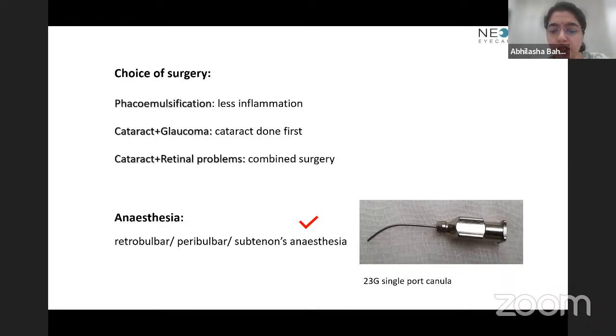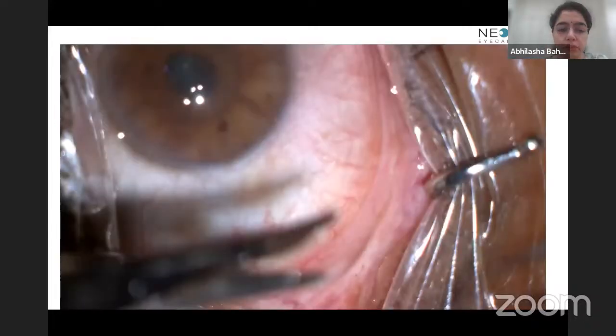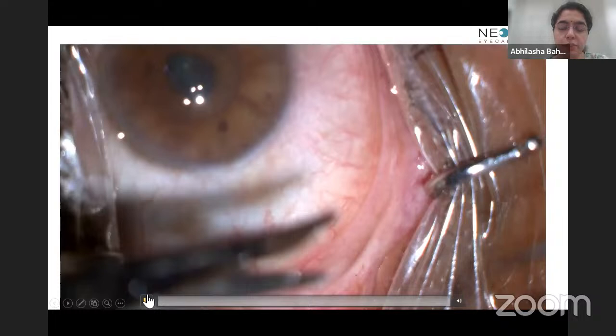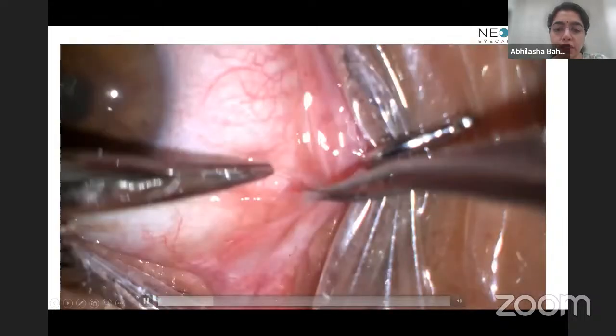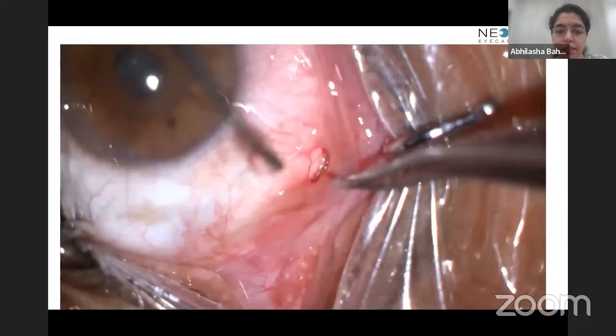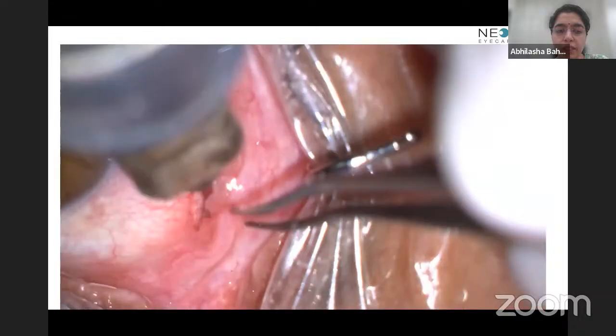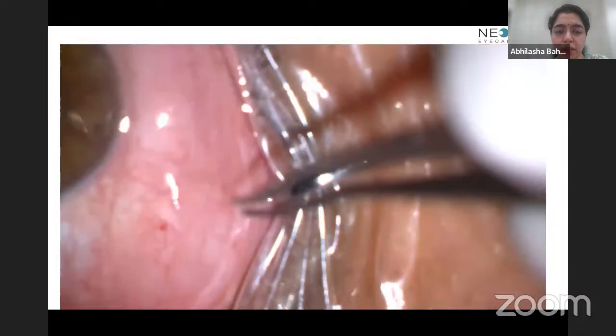a painless procedure basically, and you just need a 23 gauge single port cannula. So this is a video that shows the procedure for subtenon anesthesia. You just enter the subtenon space and with the single port cannula, you can inject the lignocaine bupivacaine combination.